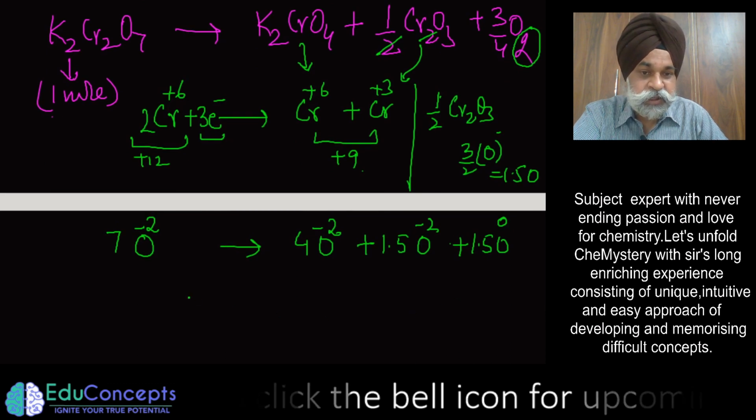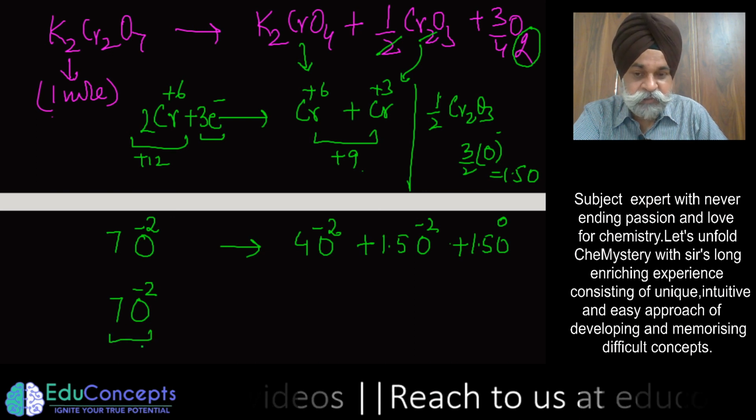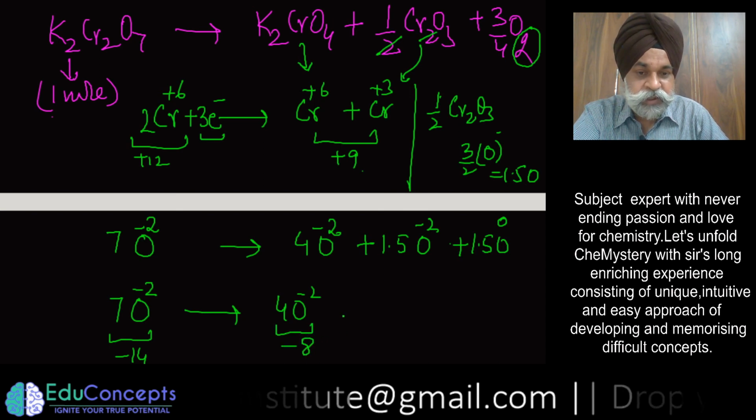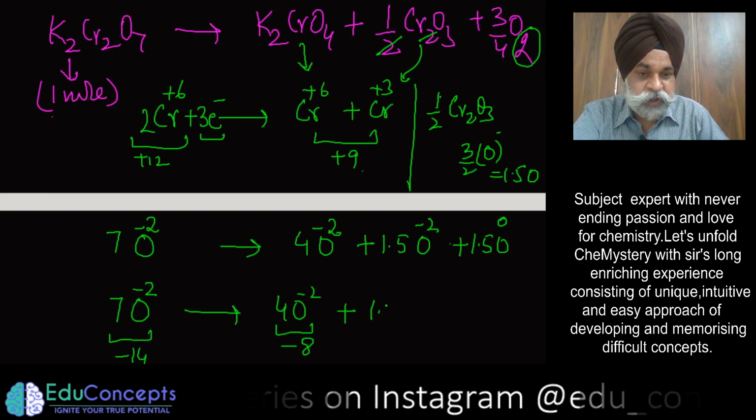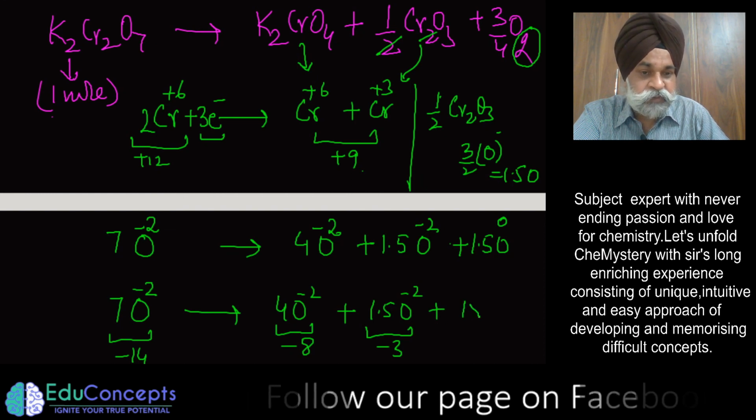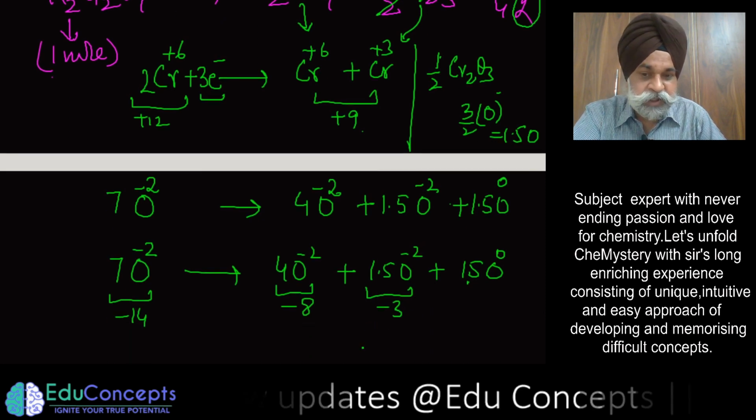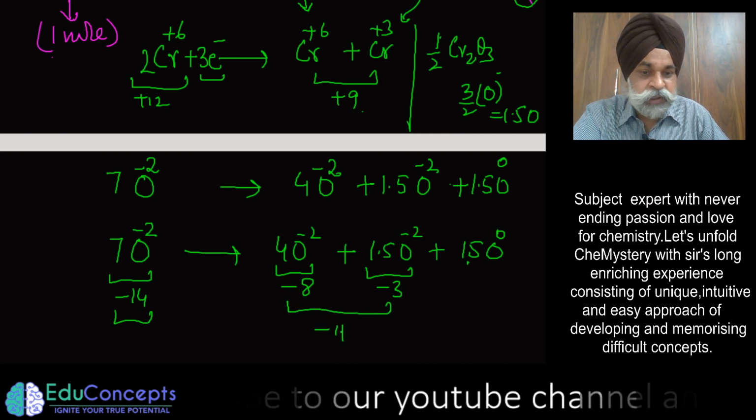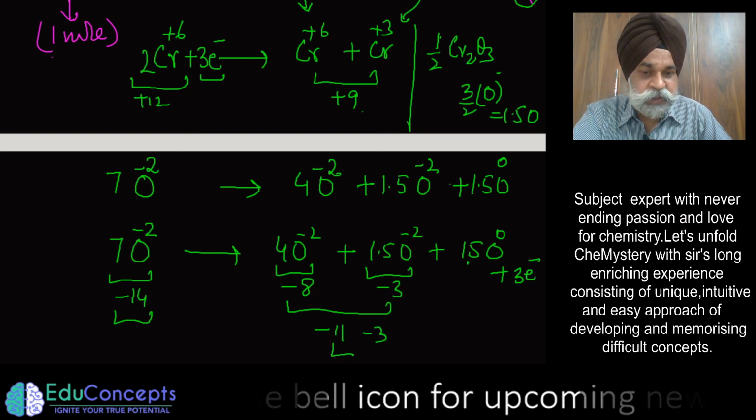Now what we are basically trying to see here is this is 7, that is -14, and this goes to -8 plus this. So how much is the charge? If 1.5 is to be multiplied, this is -3, and this 1.5 oxygen with zero charge. So now you have to balance the charges. This is -14, this is -11. So if I put 3 electrons here, this becomes -14.